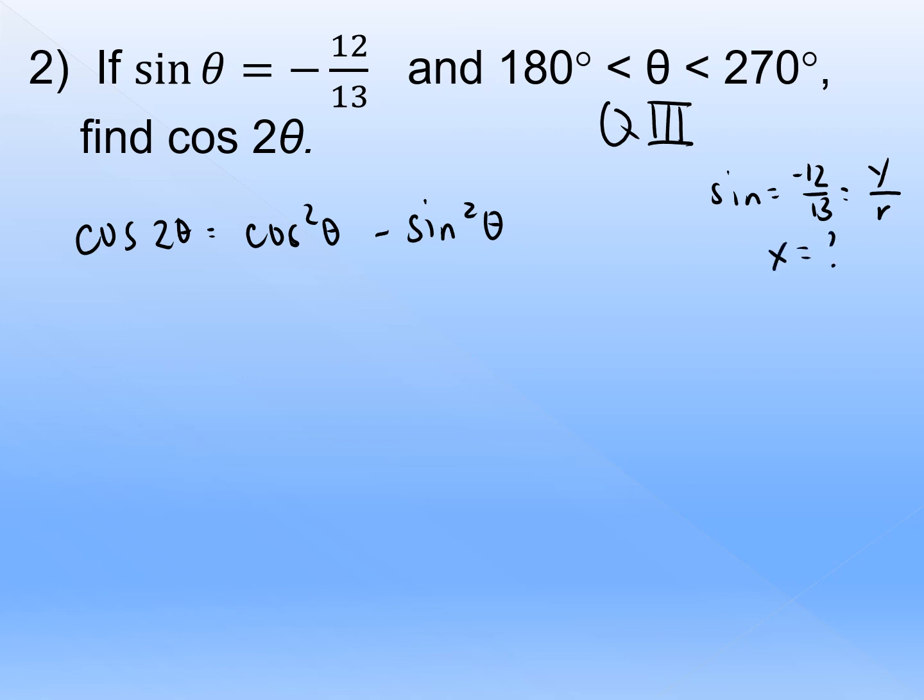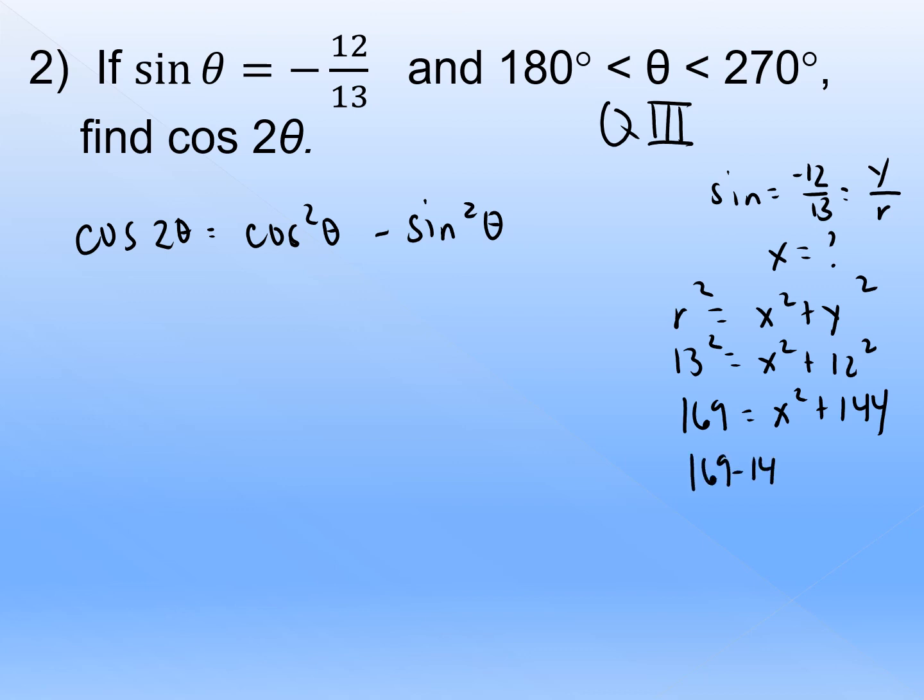To find the value of x, we're going to use the formula again, r squared equals x squared plus y squared. By substitution property, it will be 13 squared equals x squared plus 12 squared. 13 squared is equal to 169 equals x squared plus 144. By transposing 144 to the other side, we have 169 minus 144 equals x squared. 169 minus 144 is equal to 25. Getting the square root of both sides, we get the value of x, which is equal to 5.